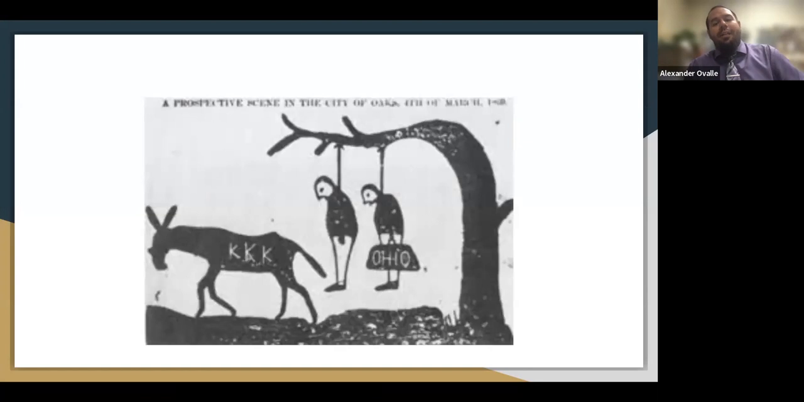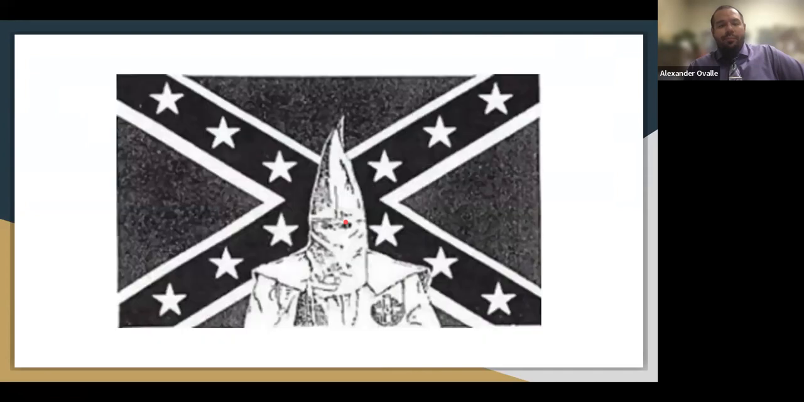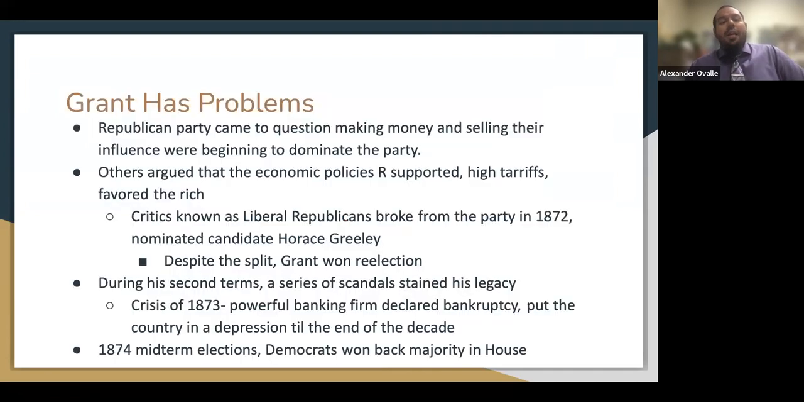KKK. Here is a famous political cartoon of the donkey representing the KKK, and they're hanging carpetbaggers. How can you tell they're a carpetbagger? They're from Ohio. Again, Confederacy. Okay, Grant has problems.